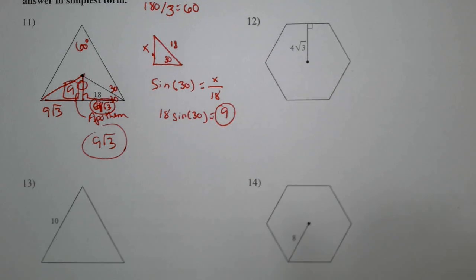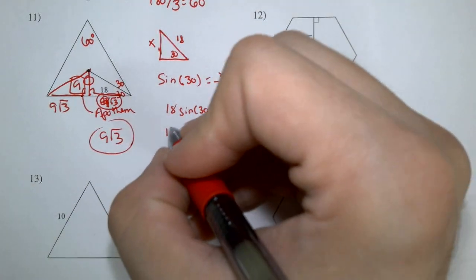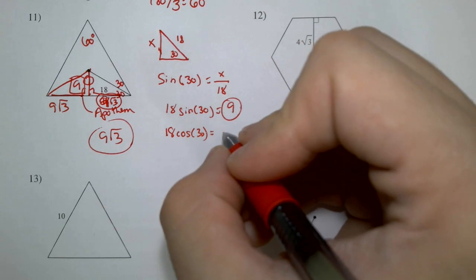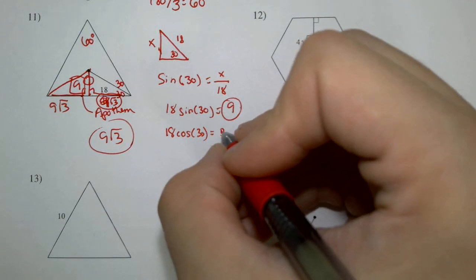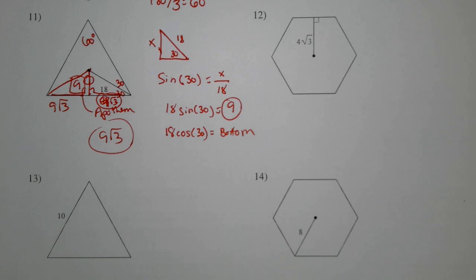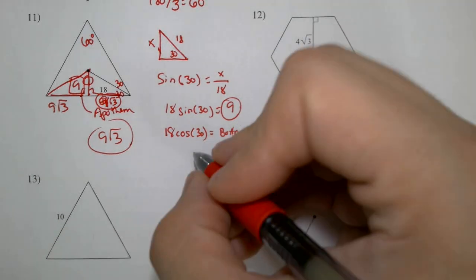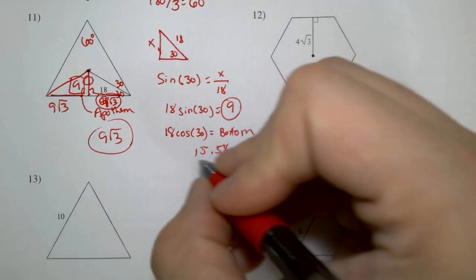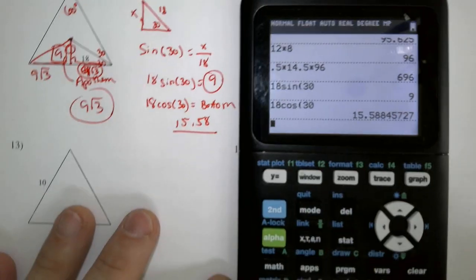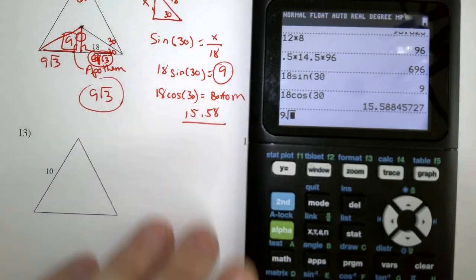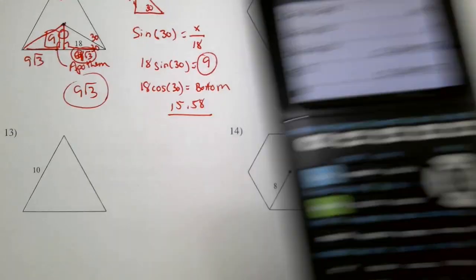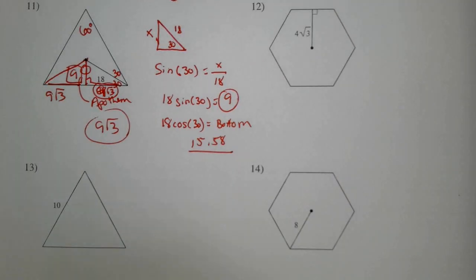And we can confirm that in our calculator because if we did 18 cosine of 30 is equal to the bottom part, and 18 cosine 30 ends up equaling 15.58. And you're like, whoa, wait a minute, that's not the same thing. Well, what happens if I type 9 times the square root of 3 in my calculator? I get 15.58. They're the same thing, okay? So both trig and special right triangles work here.